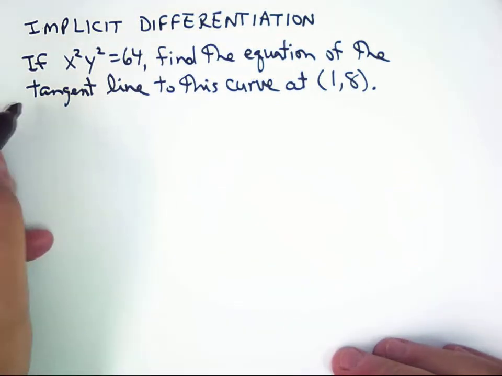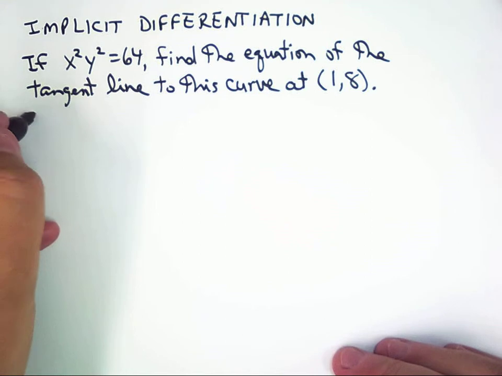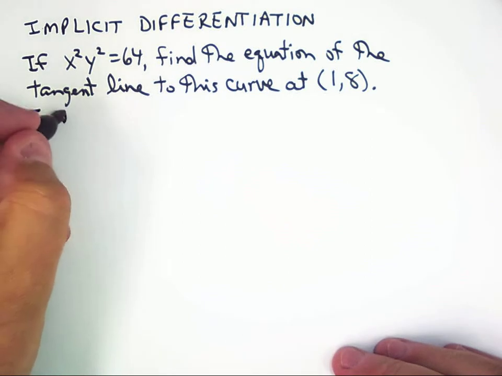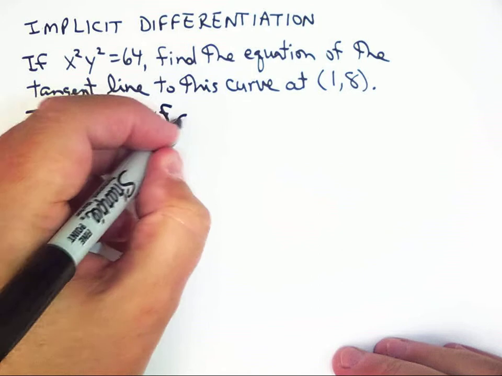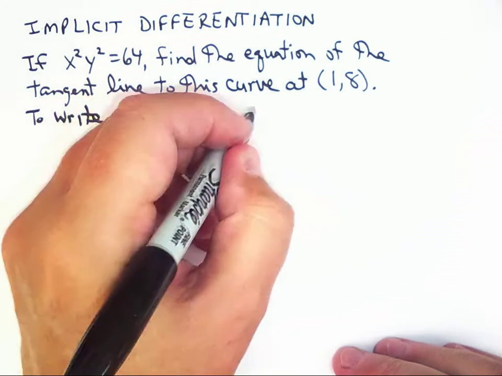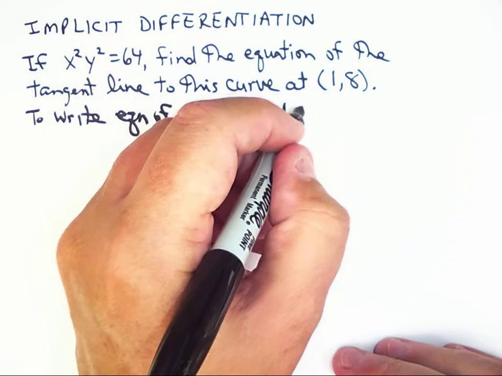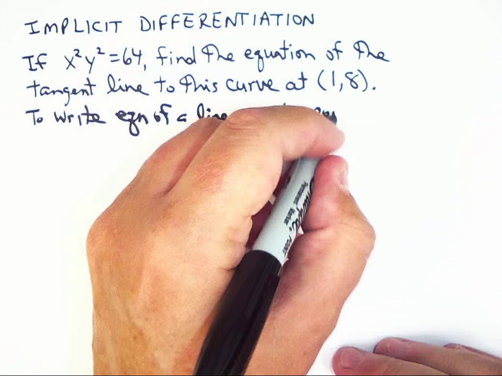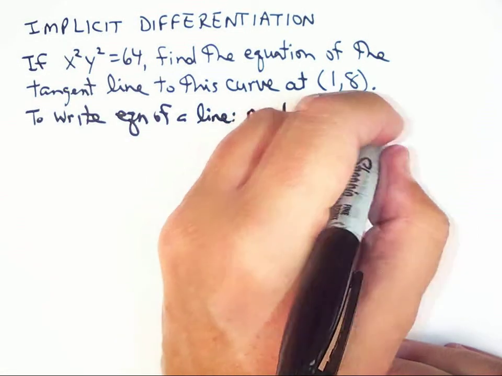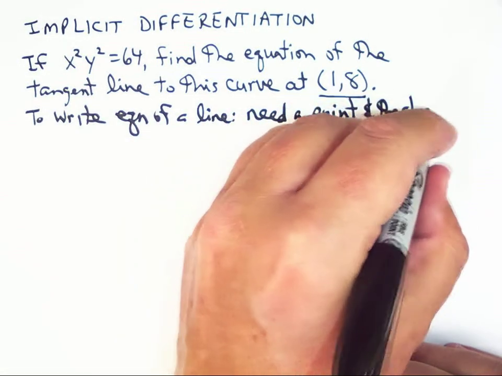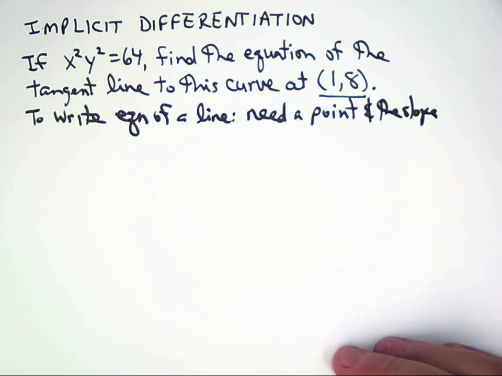Now remember that you need to write the equation. To write the equation of a line, you need a point, which we have, and the slope, which we don't have.